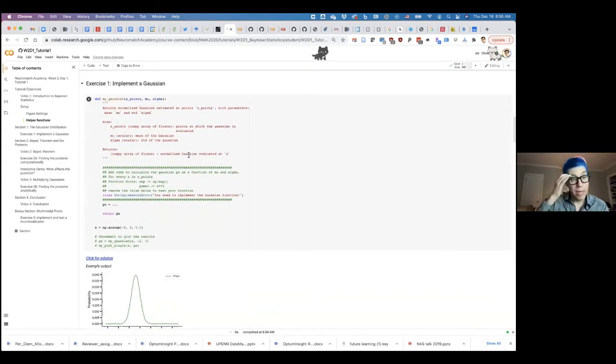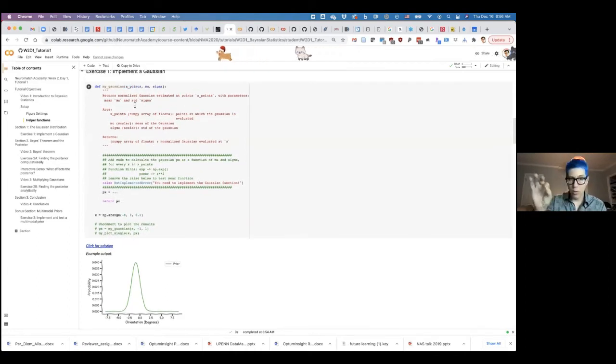So now that we're here, it's time to implement a Gaussian. What we want to write is this function, my Gaussian x points mu sigma. x points is where we want to evaluate it, mu is the mean, and sigma is the standard deviation. What we need to return is px, which is the probabilities here. And as you already had Python bootcamp, why don't you go ahead and implement that?